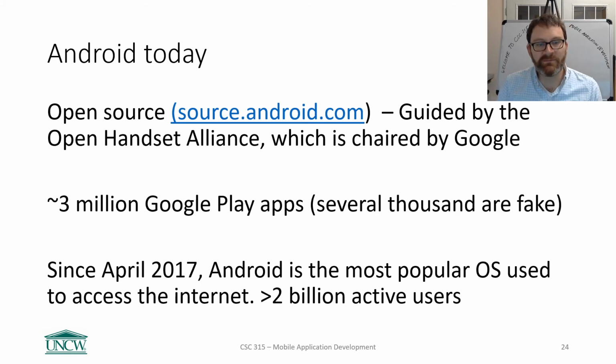There are about 3 million Google Play apps right now, 3 million apps that you can download for Google. Several thousand of them are fake, malicious things to just skim your data. I don't lump Instagram and Facebook in that, though they are malicious. Since April of 2017, Android is the most popular operating system used to access the internet. More than 2 billion active users. So think about that. Most people get on the internet using Android, not Windows, not Mac, not iOS, but Android. And it's not even close. Okay?